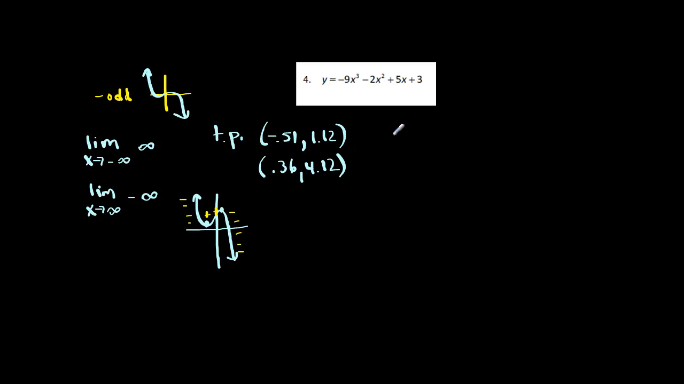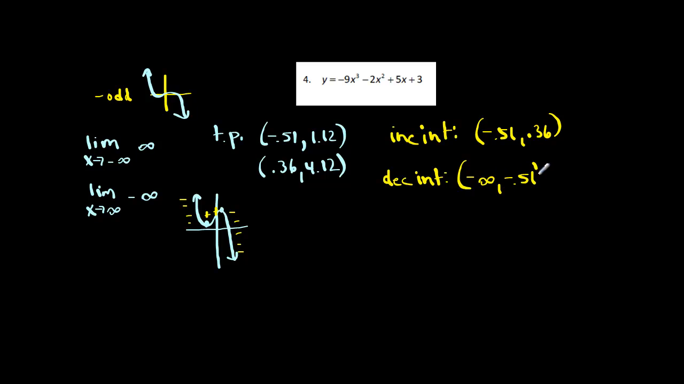So for the increasing interval, we're going to have from the x-coordinate here to the x-coordinate there. So negative 0.51 to 0.36. For the decreasing intervals, we're going to have negative infinity to this x value, and from this x value to positive infinity, 0.36 to positive infinity, and that's it.